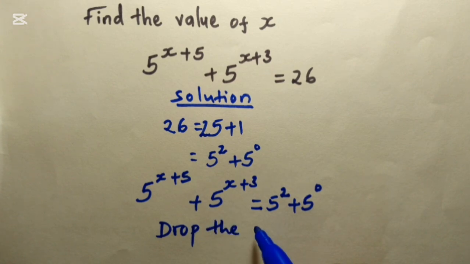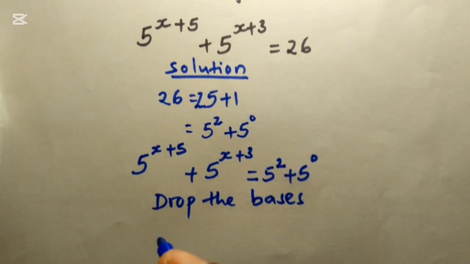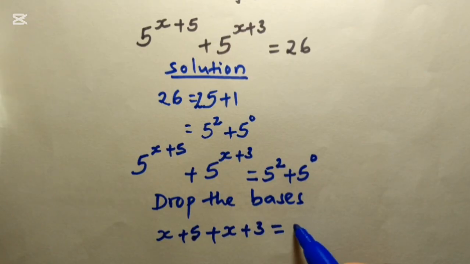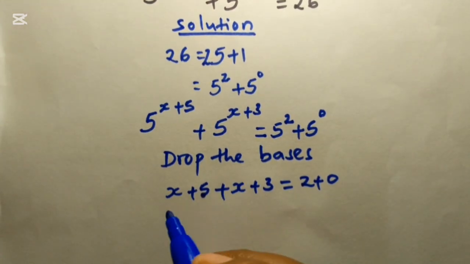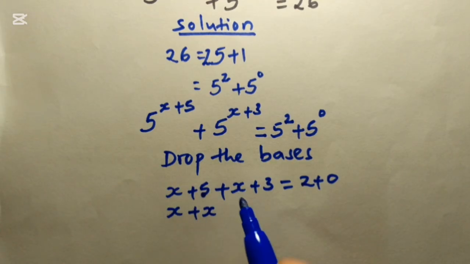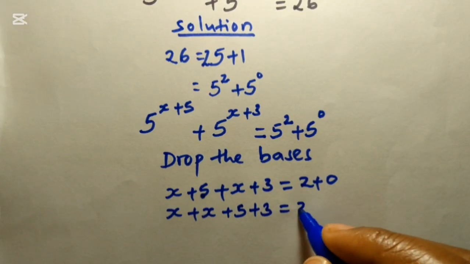So we can drop the bases, and we'll have the powers now: x plus 5 plus x plus 3 is equal to 2 plus 0. The bases are the same, so we drop them and we equate the powers. Now, grouping like terms together, we have x plus x, plus 5 plus 3, is equal to 2 plus 0.